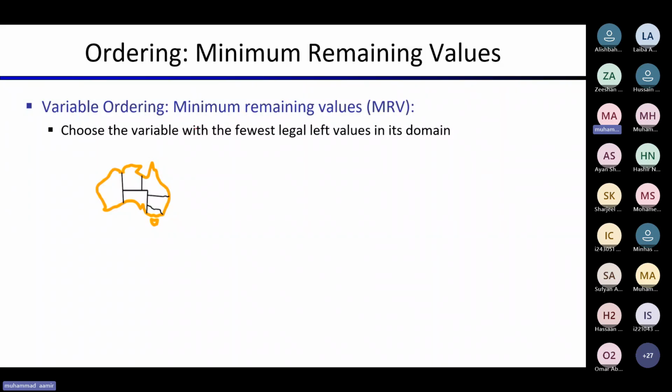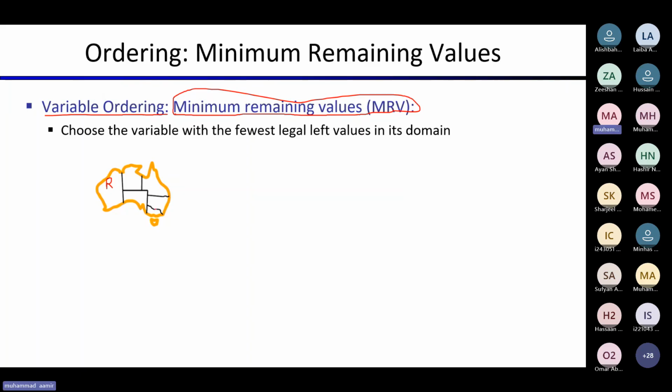For the selection of the next variable, we call it variable ordering. For the selection of the next value, we call it value ordering. We will select the next variable on the basis of minimum remaining values. What does this mean? For example, if we first selected this variable and assigned it the red color, what variable will we select next out of all these territories, and assign the value?